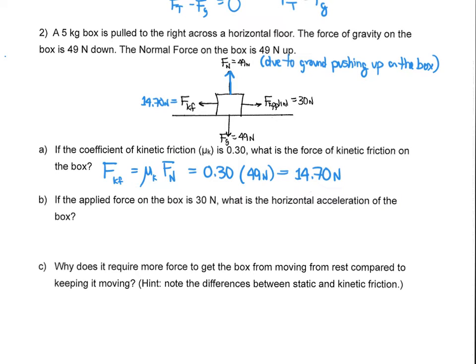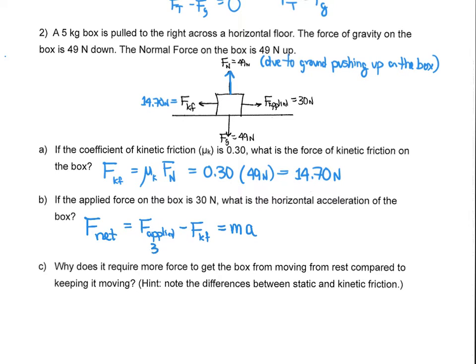B says, hey, if the applied force is 30, what is the horizontal acceleration? So we can look and say, hey, the box is going to move horizontally, and there's two forces acting on it. As I pull it this way with 30 newtons, friction's pulling back the other way with 14.7. So the net force on the box is made up of these two forces. It's the applied force to the right minus friction that I'm pulling against, and that will cause the mass of the box to accelerate.